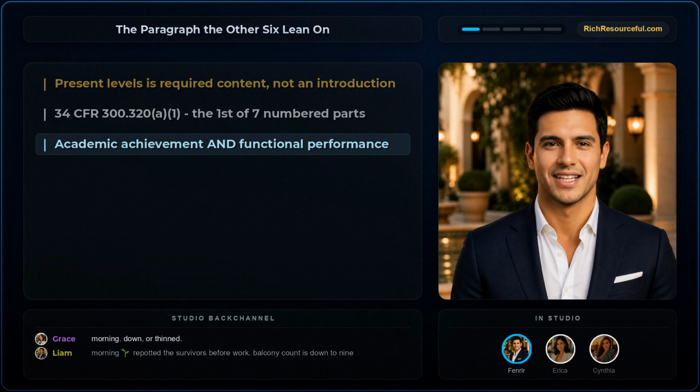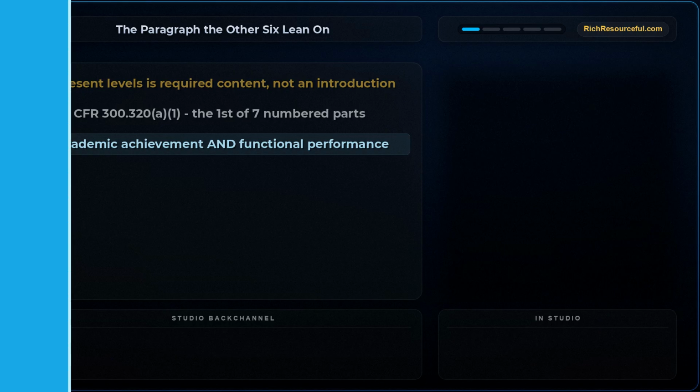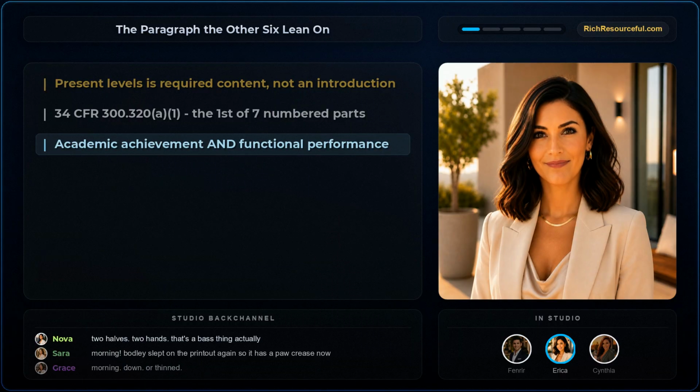Fenrir here. Careful with the name though. Academic achievement and functional performance. 2 halves, both required. Take a 4th grader who decodes on grade level and still can't start a 3-step assignment alone. Academic achievement says she's fine. Functional performance says she isn't. Write only the first half and you've described half a child, so every goal after it inherits that blind spot.